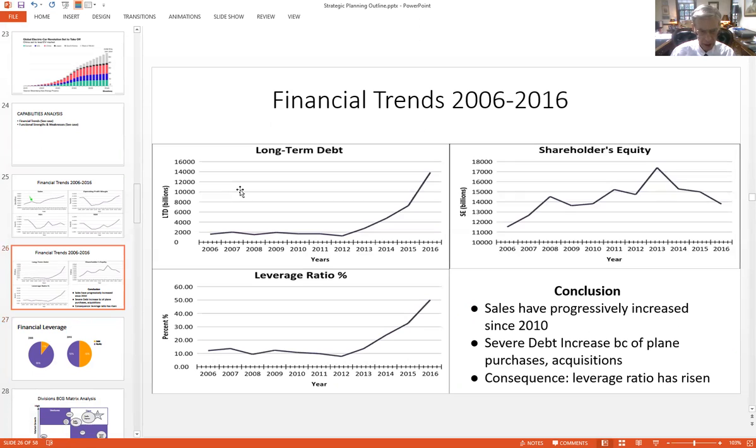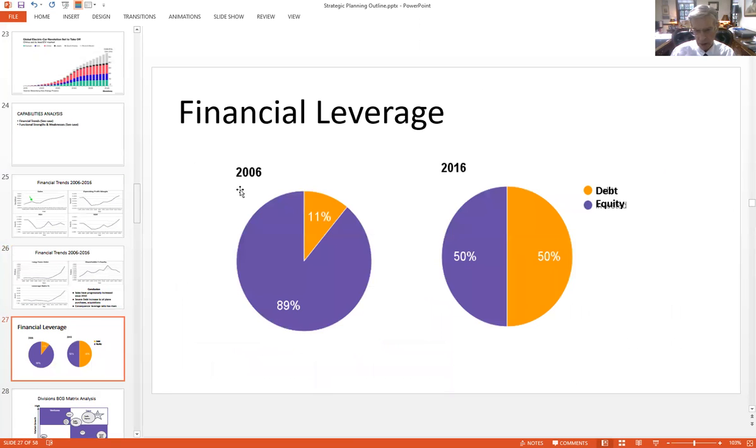Incidentally, and I think that was FedEx, but here you can see that the folks who did this analysis wanted to make it clear that something had really happened with FedEx's leverage. Long-term debt as a portion of total invested capital was 11% back in 2006 and had risen to 50% in 2016.